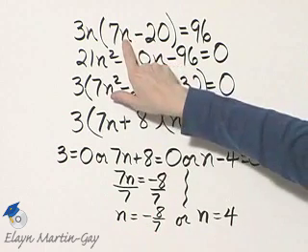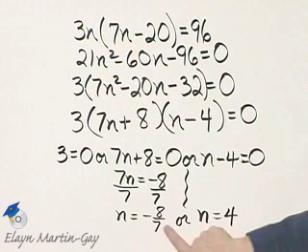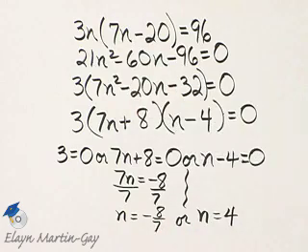Check by replacing n with 4 in the original equation, seeing that a true statement results. The same thing for negative 8/7.